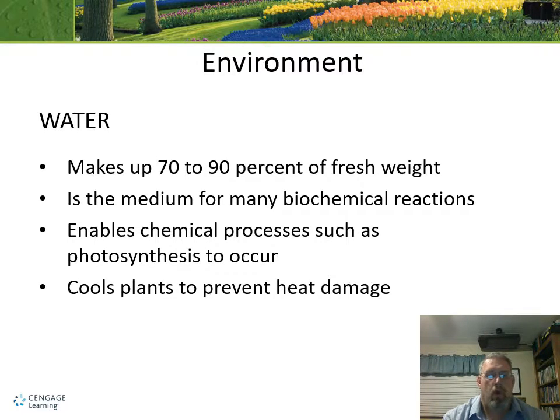Water is going to be how all of the processes within the plant occur. It will not be possible in the absence of water. Also, all nutrients are moved through the plant by water and through the fluid movement process.